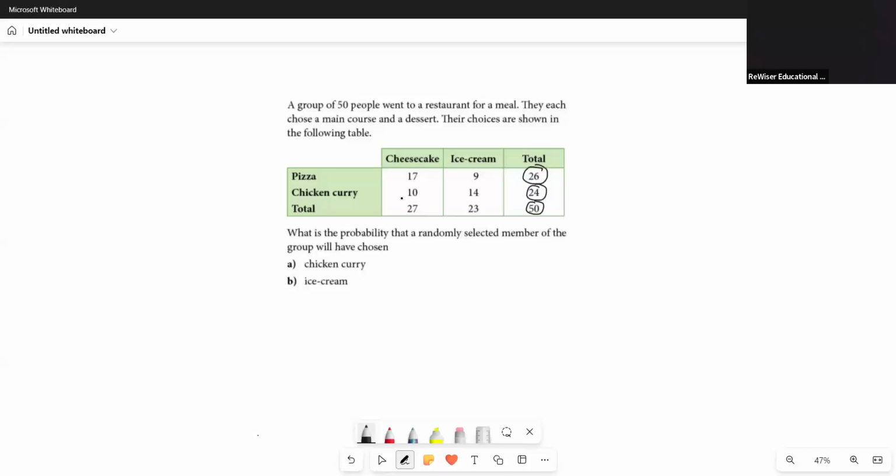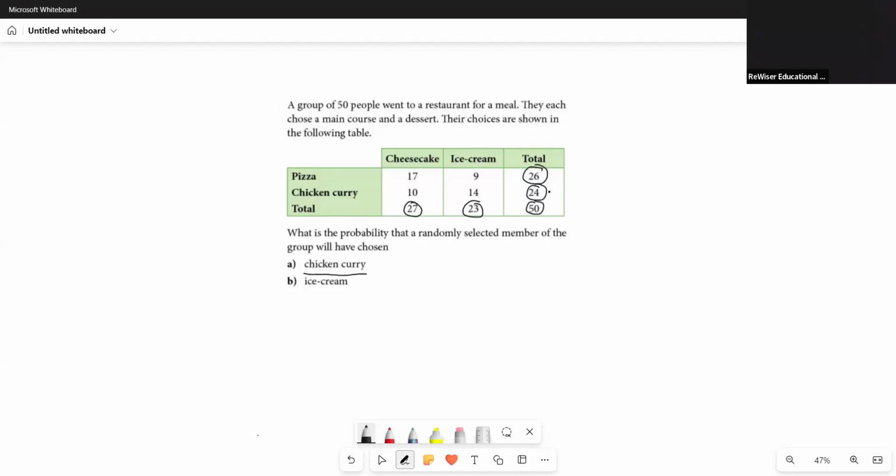That's the 50 people. Now, we also have the cheesecake, which is 27, which they have given, and the ice cream, which is 23, which they have given. Usually, we need to calculate these totals. What is the probability that a randomly selected member of the group will have chosen, part A, chicken curry?